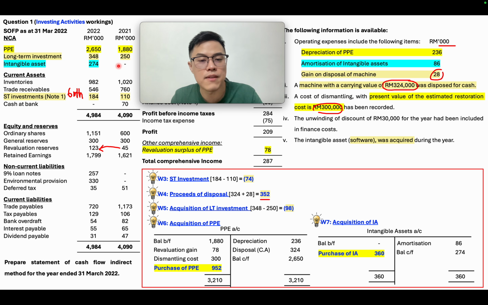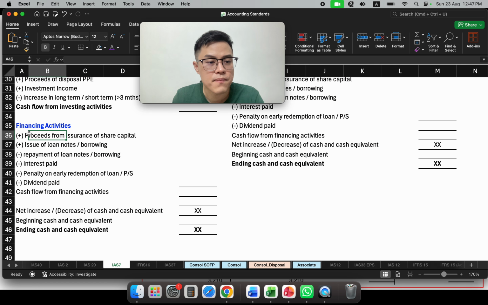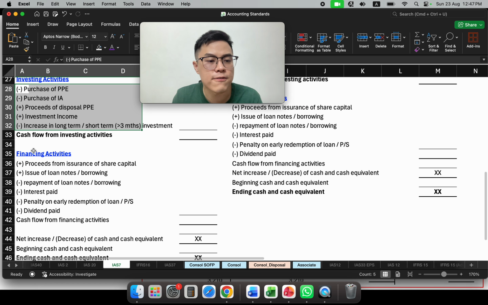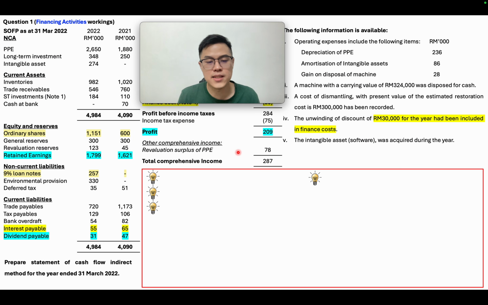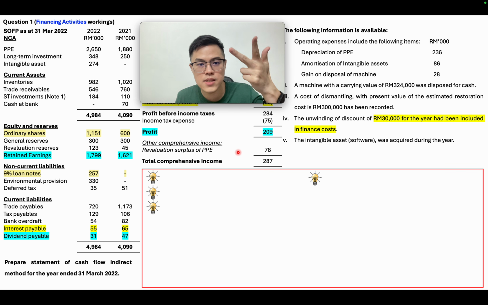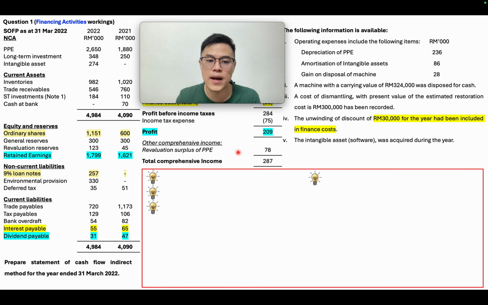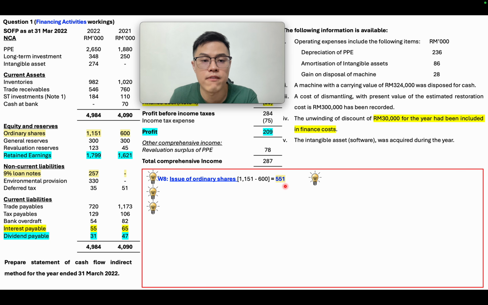So after we settled our investing activity over here, we will look at our financing activity. Typically, you can always remember we have a few common items: ordinary share, loan, interest, and also your dividend. These four are the most common ones. You need to find out these four items. So on our ordinary share, very straightforward, 600 increased to 1151. Therefore, there's an increase by 551, issuance of ordinary share. You get money from your shareholders.